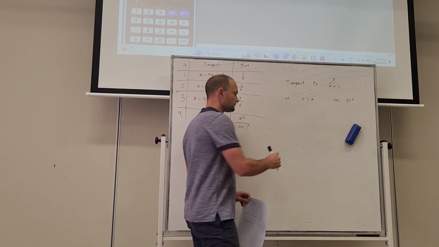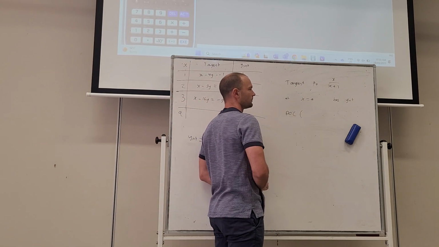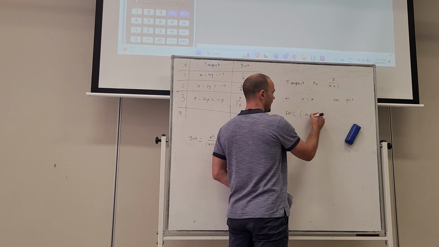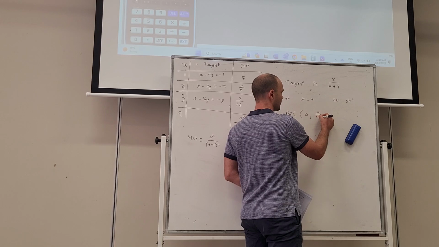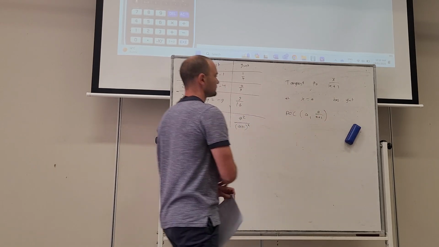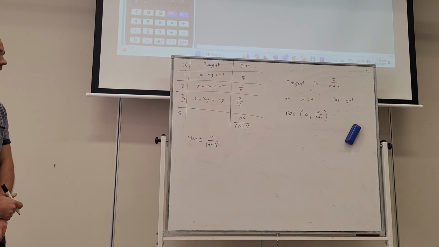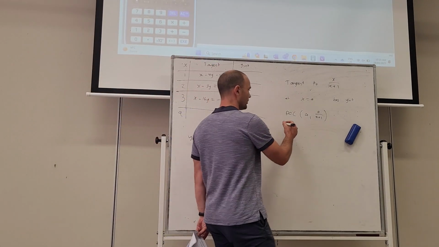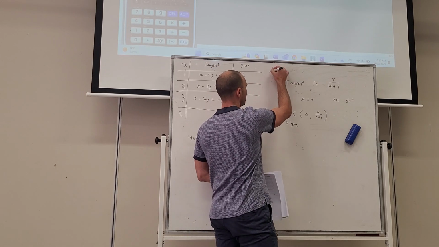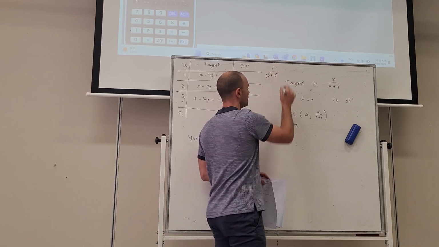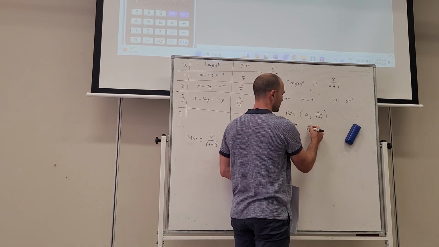Alright, so to find a tangent, we need two things. We need the point of contact, so we have an x value of a and a y value of a on top of a plus 1. Then we need the slope, and we already found the slope function in part B. The slope function is 1 on x plus 1 squared. So when we put a into that function, we have a slope of 1 on a plus 1 squared.